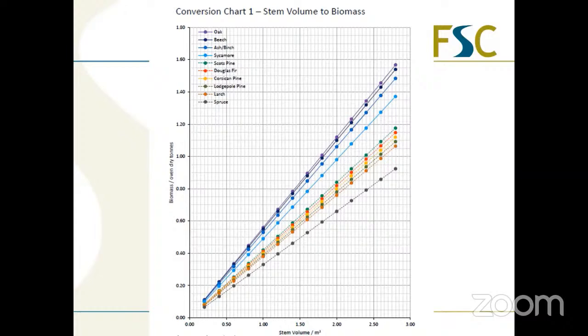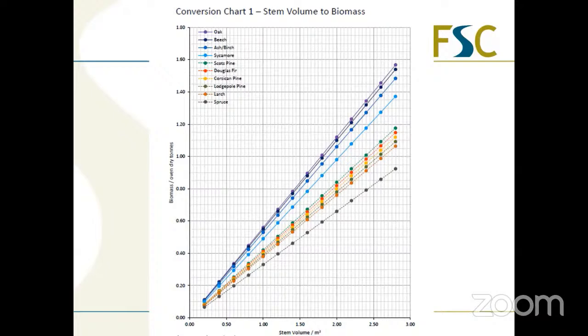This chart shows the biomass per stem volume for different tree species. Here you can see that for a large deciduous tree like oak, the biomass is higher per volume of trunk than a quick-growing conifer like a larch or a spruce. So you'd need to read off the biomass at the appropriate stem volume that you've calculated for your species of tree.